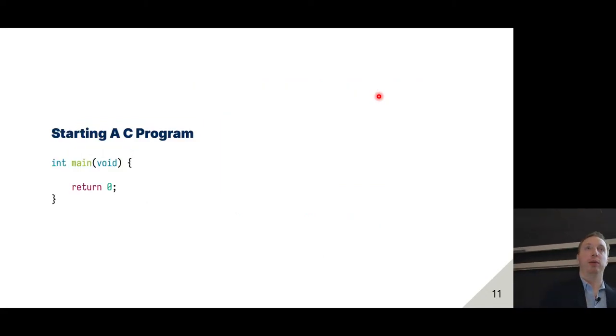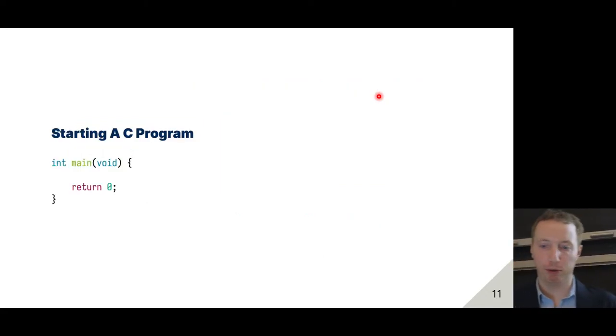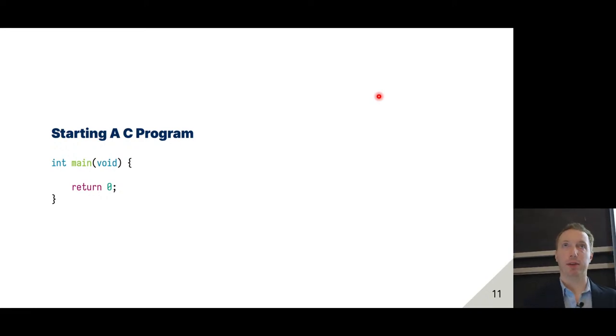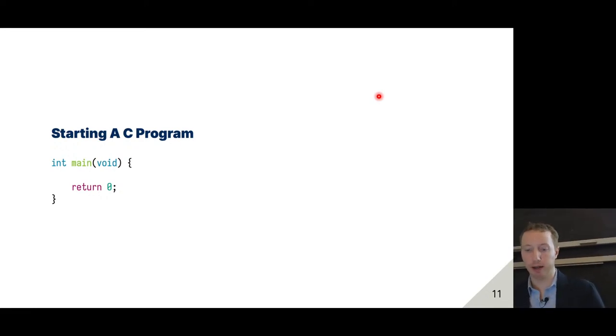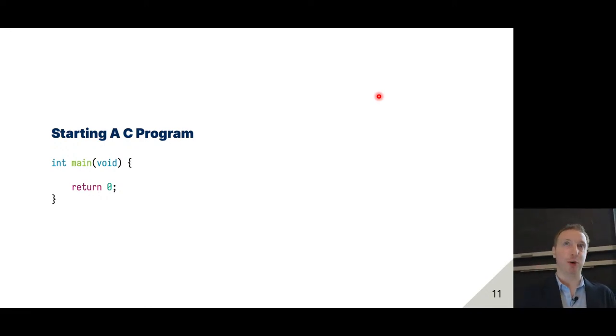So we saw how to start a C program earlier. Some of you may have already started lab one, but you are way ahead of us. This is how you always start a C program. There'll be something like int main void, curly brackets, and a return zero.